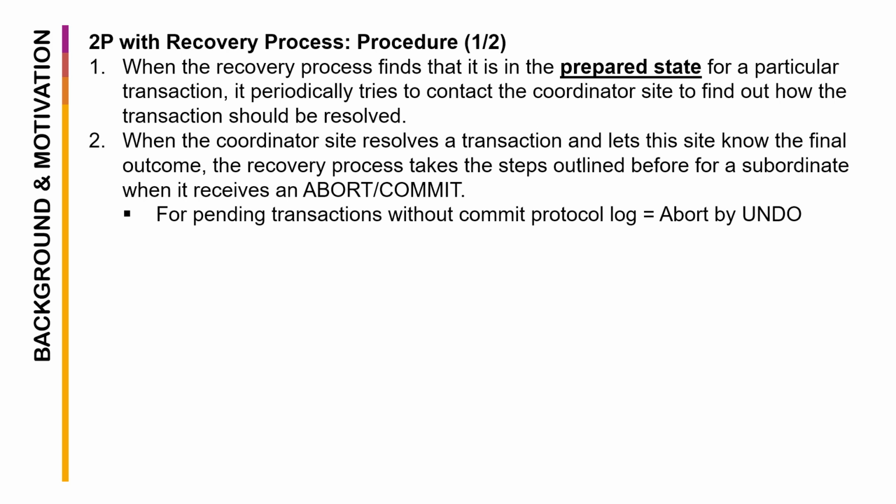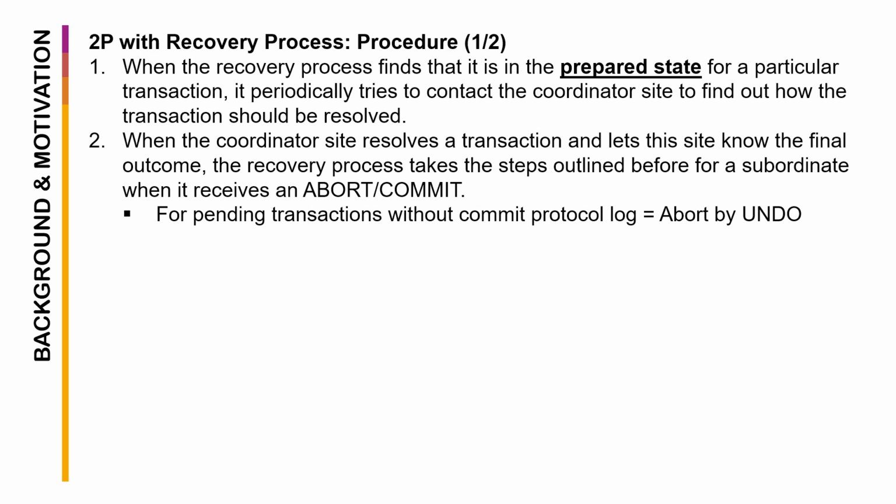So if the recovery process finds a transaction was executing at the time of the crash and that no commit protocol log record had been written, it aborts that transaction by undoing its actions, if any, using the undo log records, writing an abort record, and forgetting the transaction. The recovery process neither knows nor cares whether it is dealing with the subordinate or the coordinator of the transaction.